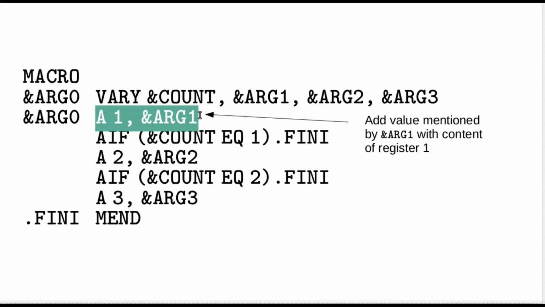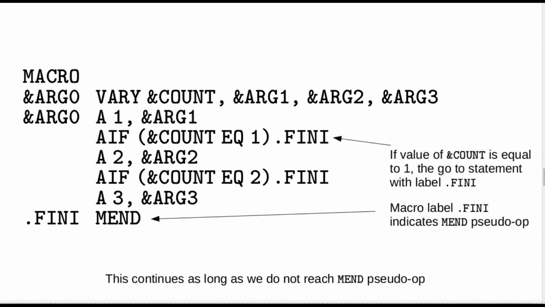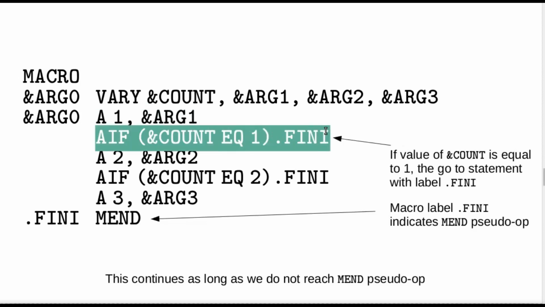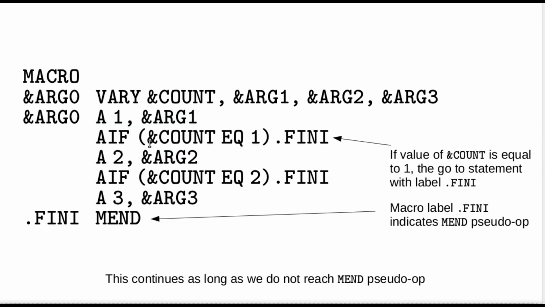This we already know, right? So there's nothing new or exciting about this. The next instruction is new for us, right? The next instruction says AIF within brackets &count EQ 1, followed by .fini. Fine. So this is the whole instruction.